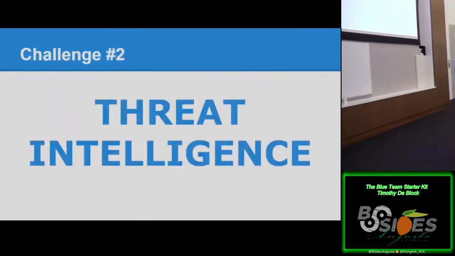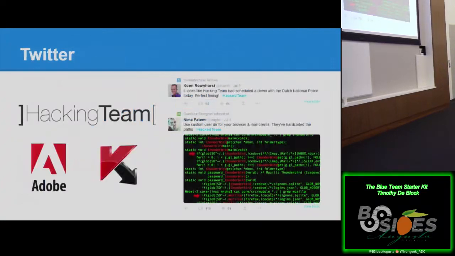So challenge number 2 is threat intelligence. How do you stay up with that? Twitter is probably one of the best things for this kind of thing. A lot of breaking news, before it hits the news media, whether it's an article or TV, is going to end up on Twitter. And this is not just information security, you see this in sports, in political news, just about everywhere.